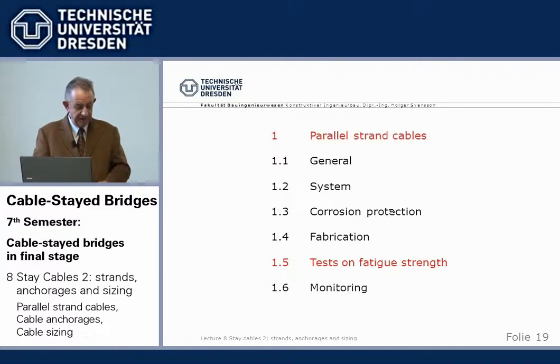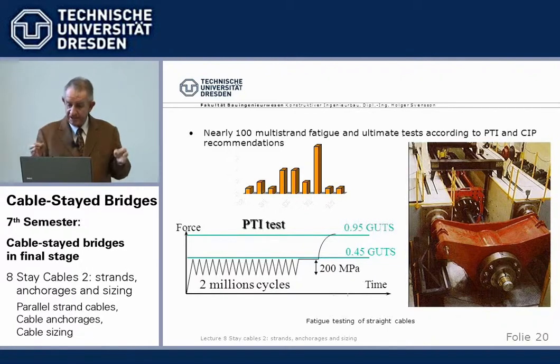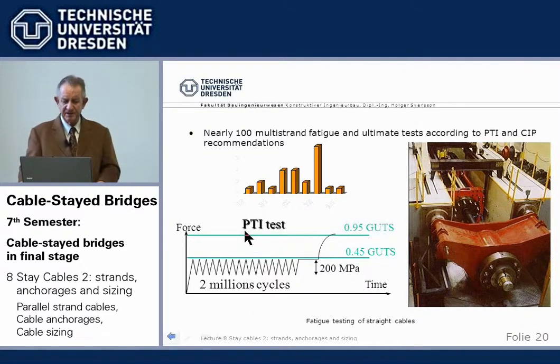Now, very briefly, tests on fatigue strength. The same for all types of stay cables. This is taken from the PTI test. PTI is in the US, Post-Tensioning Institute, and we made in the 80s the first international code on stay cables. And at that time there was always only DIN, what was it, 18,800 with locked coil ropes, but that was only valid for Germany. Nobody used it outside Germany.